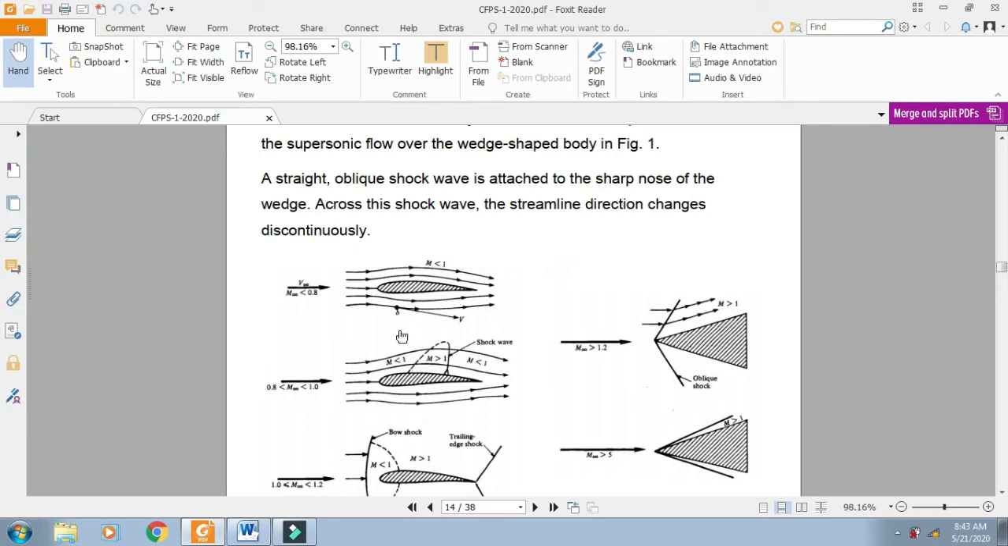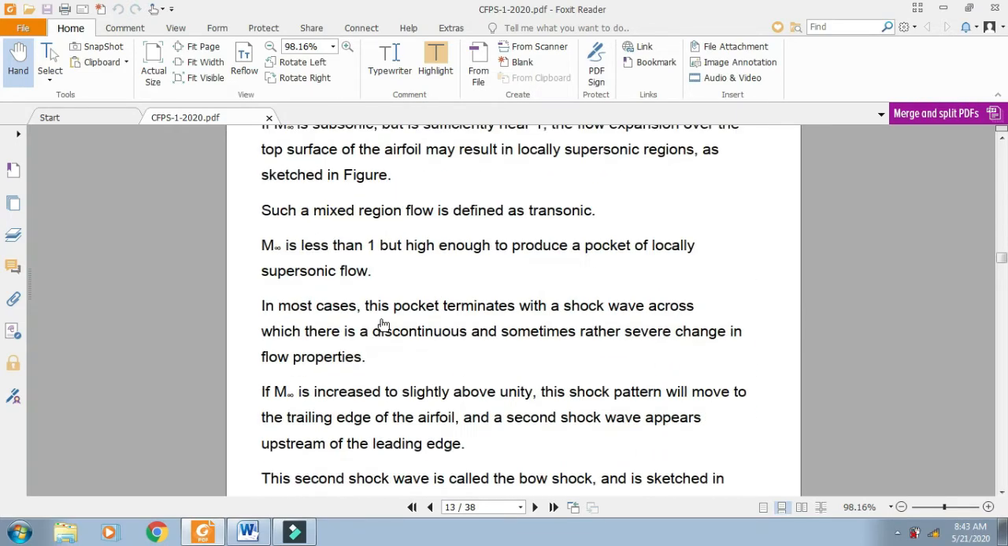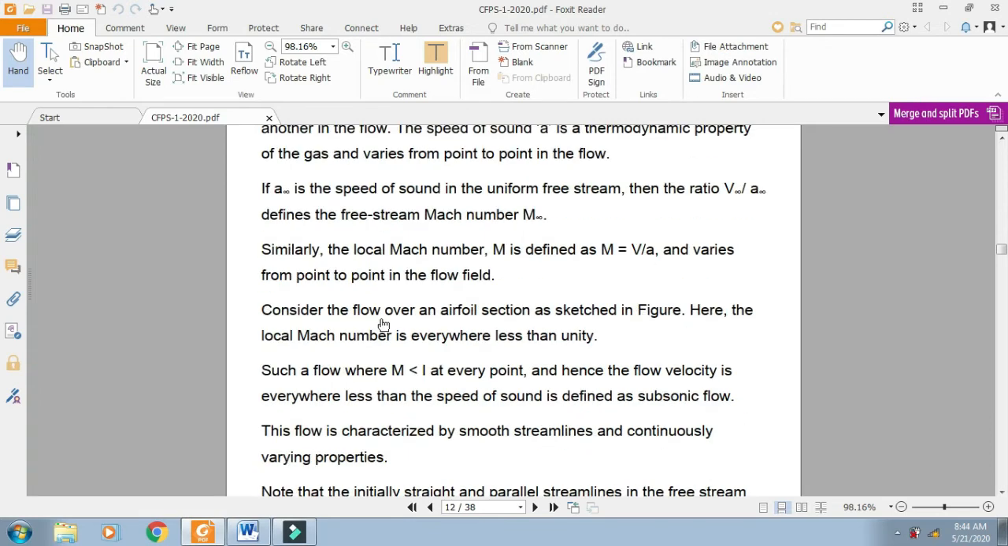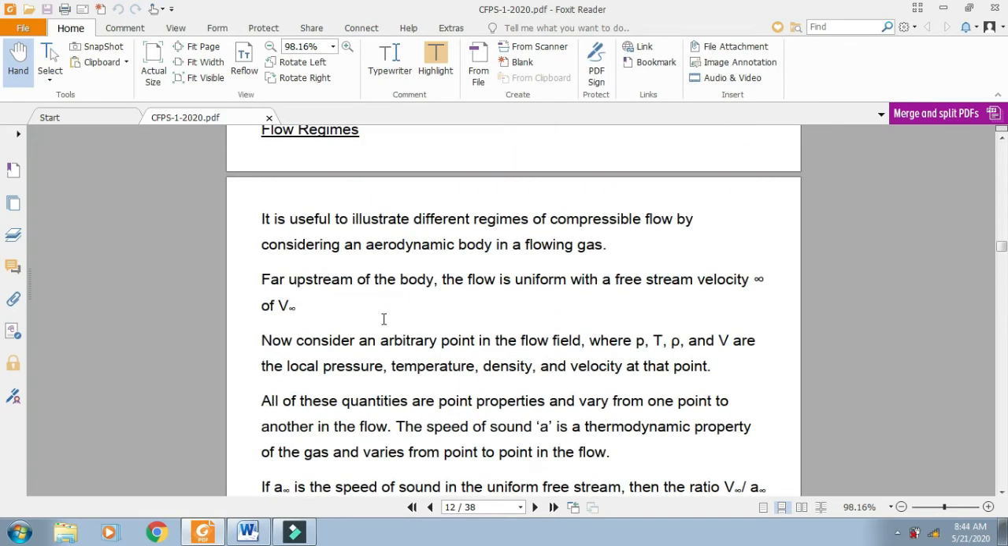In the first case, suppose the Mach number much before the airfoil is 0.8. We use the symbol infinity in the subscript. M infinity is the Mach number much before, or far away from, the airfoil. Similarly, V infinity is the velocity far away from the airfoil, or we can say it is the free stream velocity.